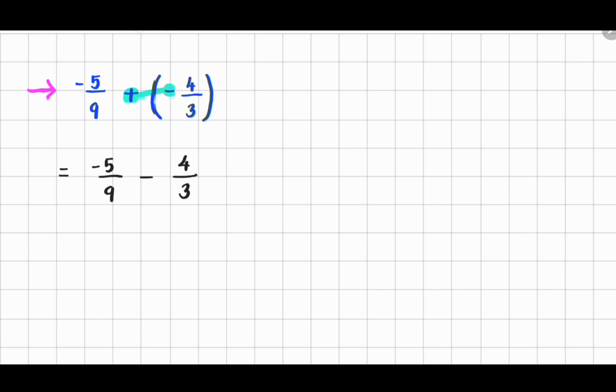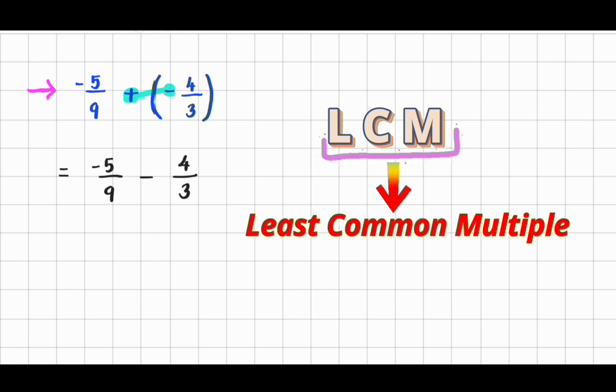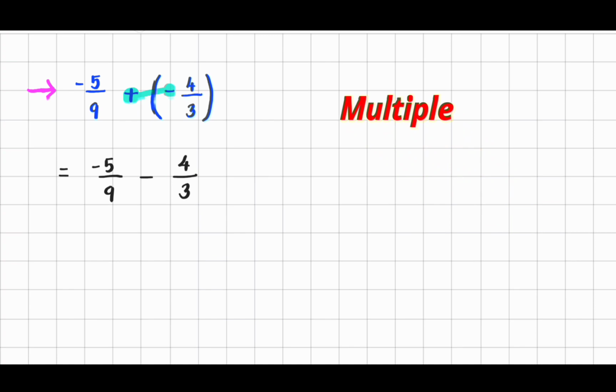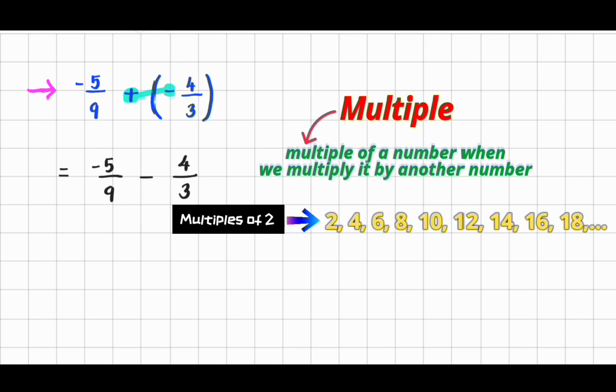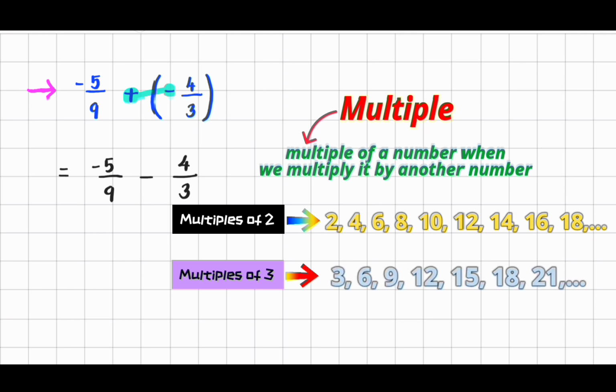Before we get into this, let's know about LCM. LCM stands for least common multiple. Firstly, what is a multiple? We get a multiple of a number when we multiply it by another number, such as multiplying by 1, 2, 3, 4, etc., but not 0, just like the multiplication table. Here are some examples. The multiples of 2 are 2, 4, 6, 8, 10 and so on. The multiples of 3 are 3, 6, 9, 12, 15, 18, 21, 24 and so on.